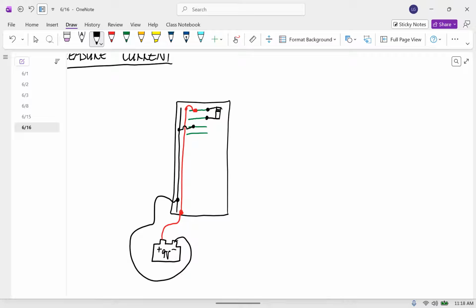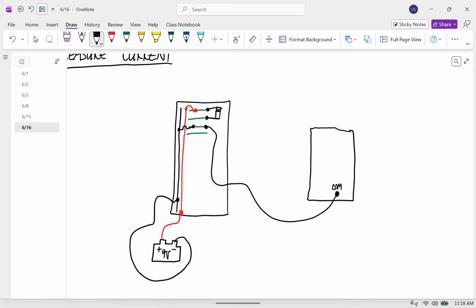There's one more issue we have to think about here, and that is where do we want to put the leads. So we know that the negative terminal of the meter is this common, and we want that to connect there. But the positive lead of the meter now has to be plugged into either the amps or milliamps setting. Okay.